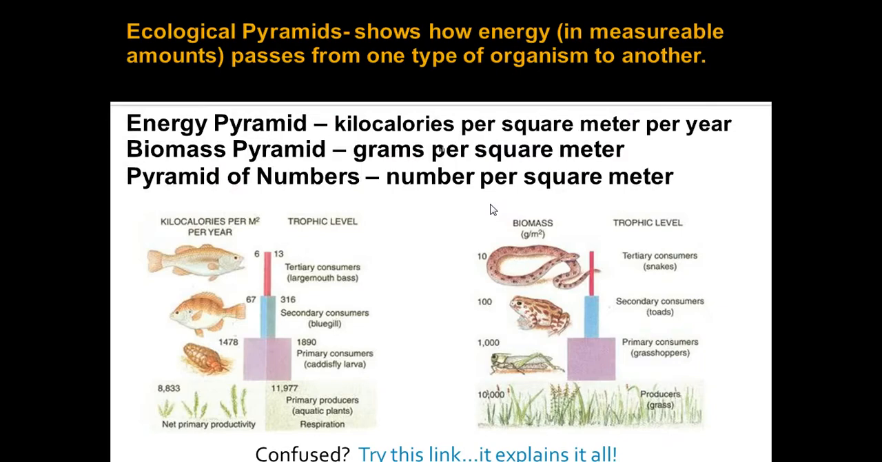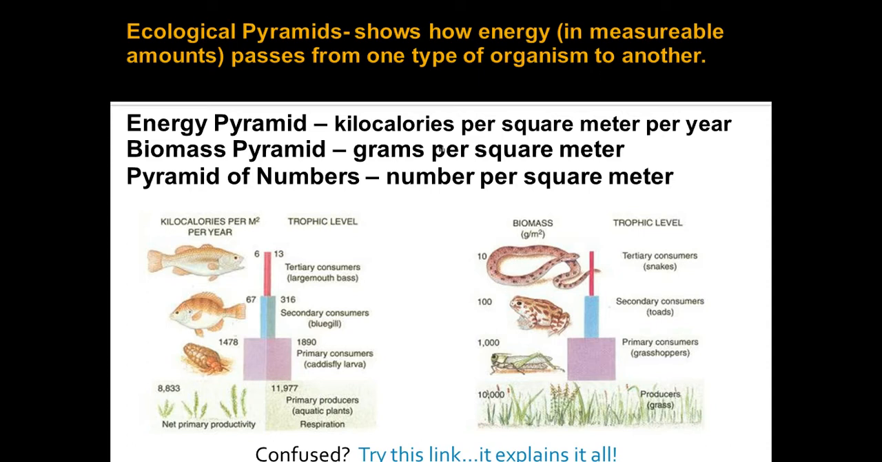Okay, let's talk about ecological pyramids. This shows in a visual way how energy in measurable amounts can pass from one type of organism to another, usually in one particular area. There are many kinds of pyramids, like an energy pyramid, a biomass pyramid, or a pyramid of numbers. Any of those are different things that can be measured.